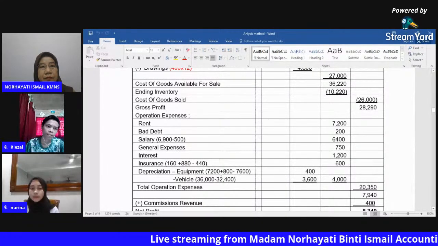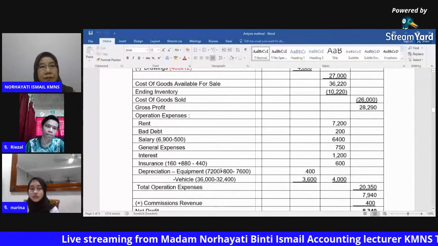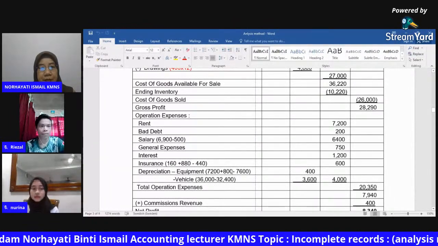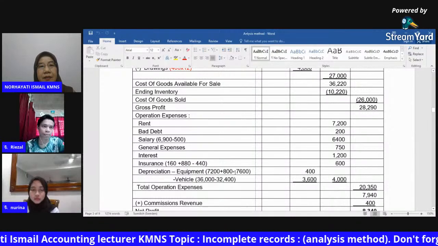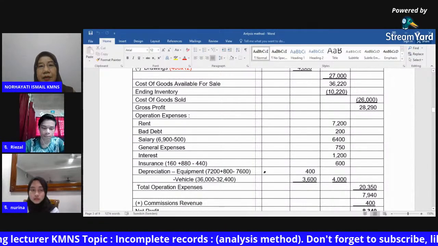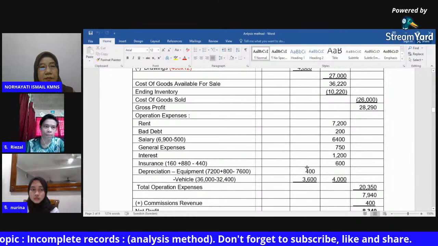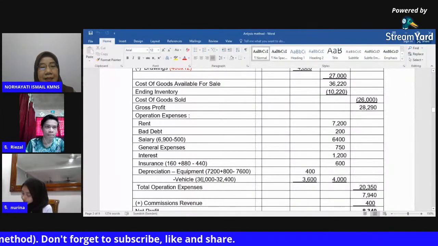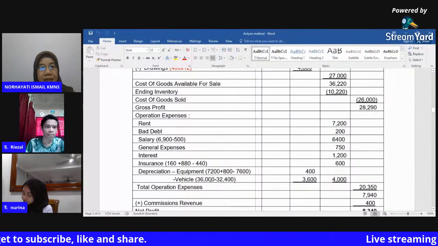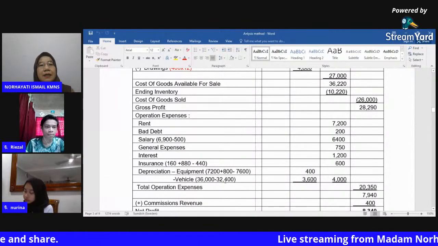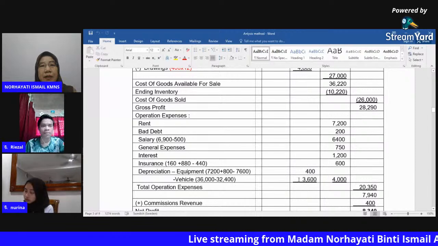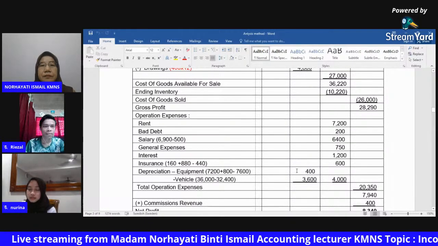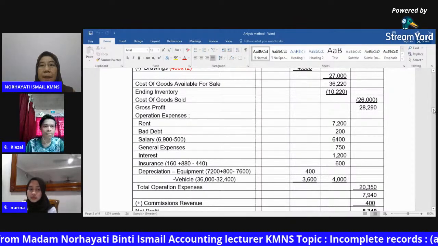Equipment, the beginning, plus the purchase of equipment, less 7,600. Then you got 400. And vehicle, the beginning balance less the ending balance. So you can see the beginning balance is bigger than the ending balance. So you got 3,600. Okay, just now 400.